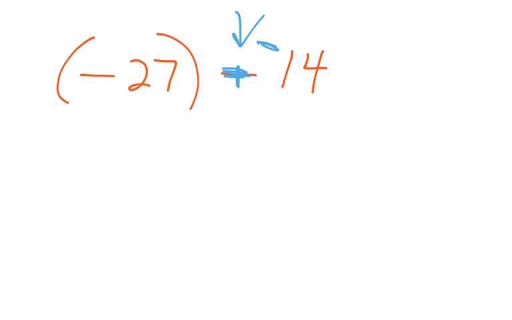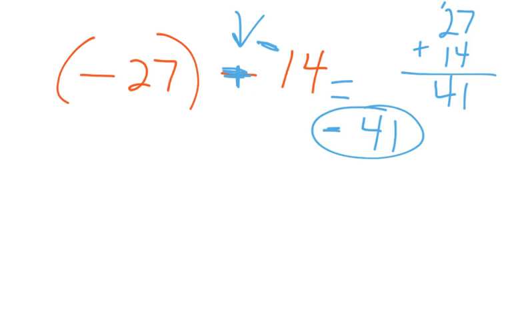Now we can use our rules for adding. So we're adding two negatives, so we're just going to add them up and keep it negative. 7 plus 4 is 11, carry the 1. 2 plus 1 is 3, plus 1 is 4, so 41. And since they're both negative, it's going to be a -41. So again, the key thing there is it was a subtraction problem, so we made it into addition.